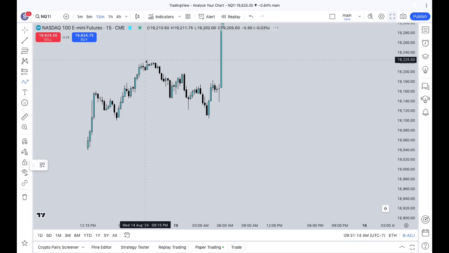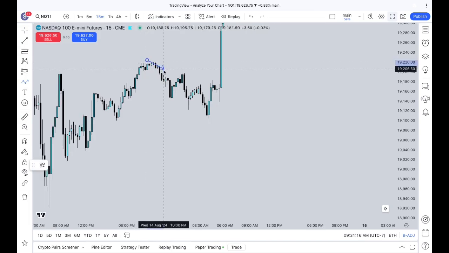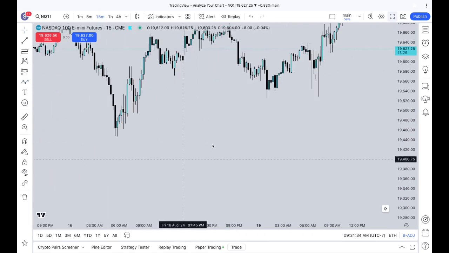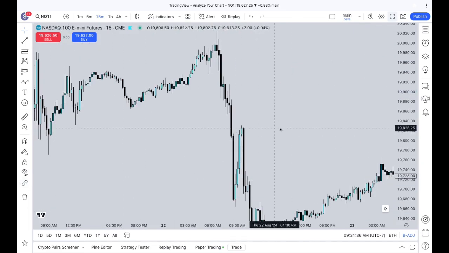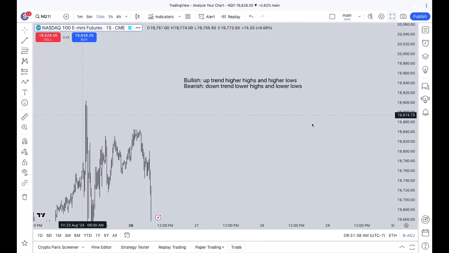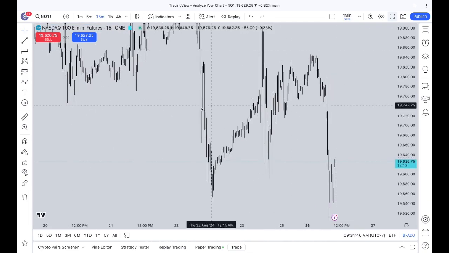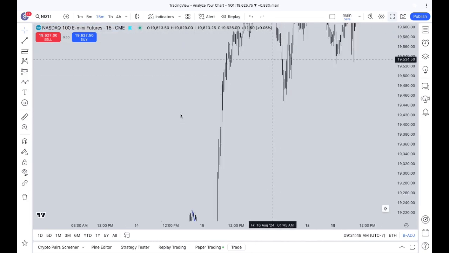Here, as you can see, we have a high, and then we have this lower low, and then a lower high, and then a lower low, and then a lower high, and then a lower low. What that basically means is, going back to our writing, for our downtrend we have lower highs and lower lows. So basically we are bearish.